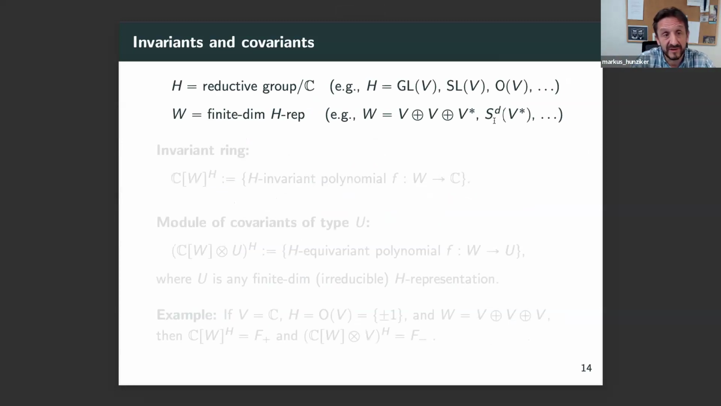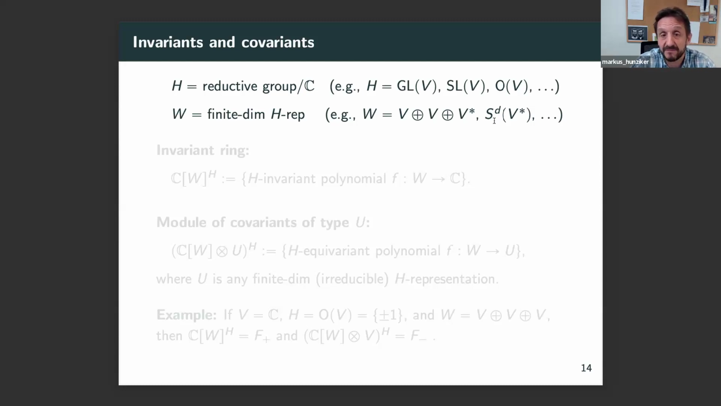So suppose you start with a reductive group. Think of a general linear group, a special linear group, or an orthogonal group. For most of my talk later, it will be the orthogonal group. Let W be a finite dimensional representation of H.